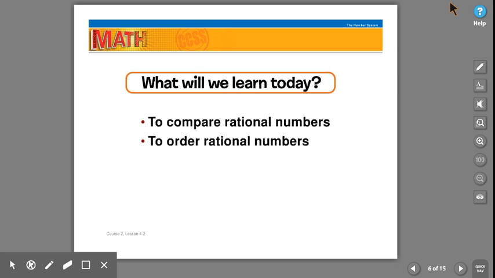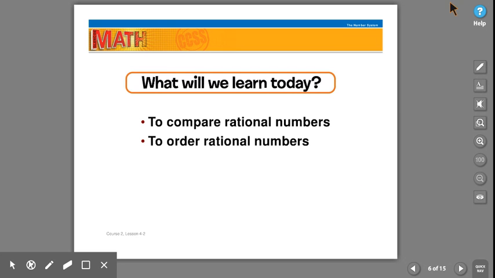Hi there. Today we're going to discuss compare and order rational numbers. I would like to have you guys turn to page 272 in your books. I'm going to go through examples 1 through 5 from page 272 and 274.